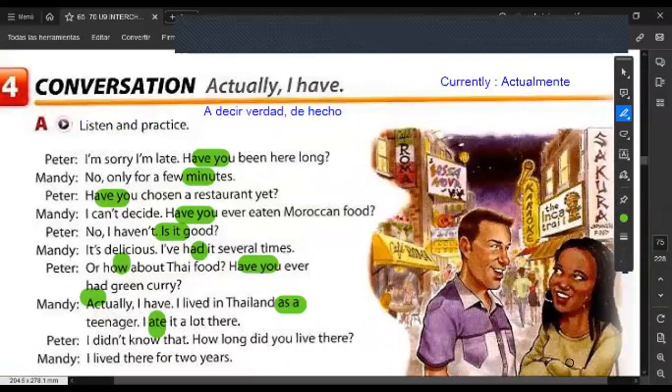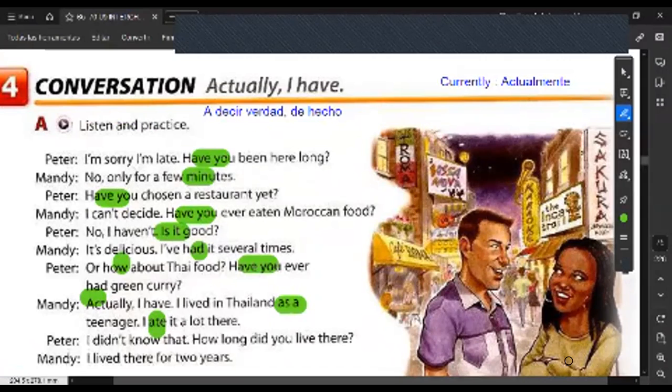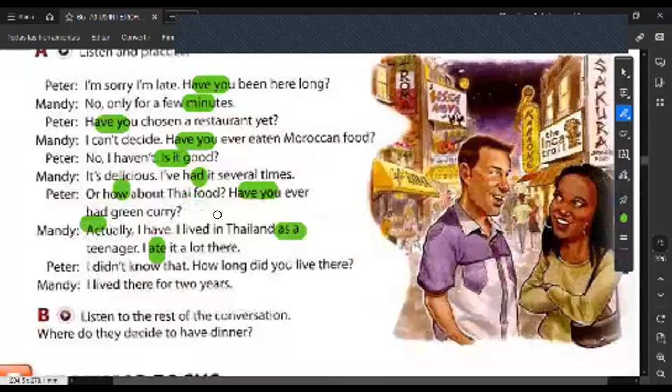Okay, very good. I'm going to send you the picture to the WhatsApp group. Que después la va a practicar, ¿verdad? Okay, so you're going to listen and you're going to practice the conversation. Por ahí oigo que están martillando. Okay, no problem. So, listen the conversation. Page 66, exercise 4, conversation.